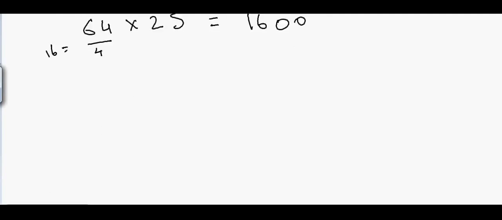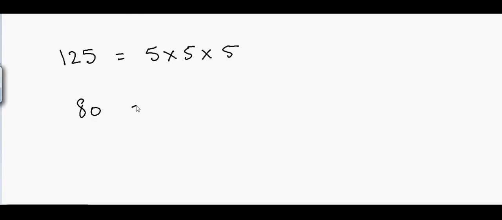Now let's say I have to multiply any number by 125. We know that 125 is 5 into 5 into 5. So instead of dividing by 4, we can divide by 8. Now let's take an example, if I have 80. I'm using 80 because it's easier to divide by 8. If I multiply it by 125, that will be equal to 80 divided by 8, which is 10, and then 000 in the end, 1 2 3. So that is my answer.